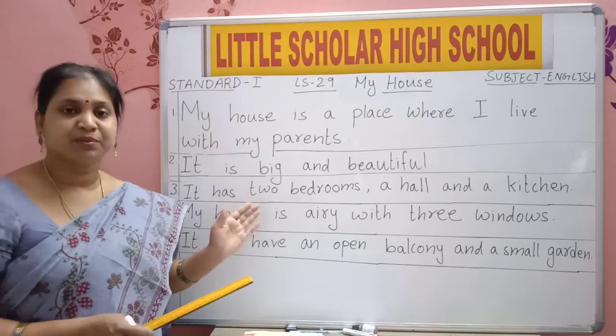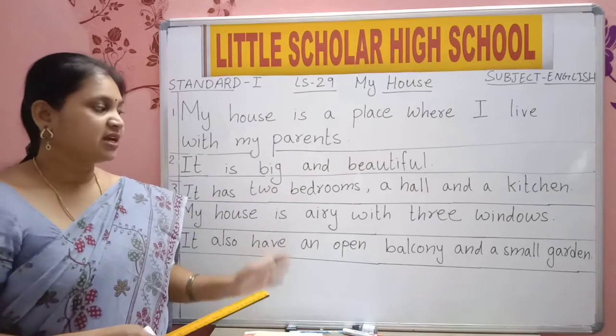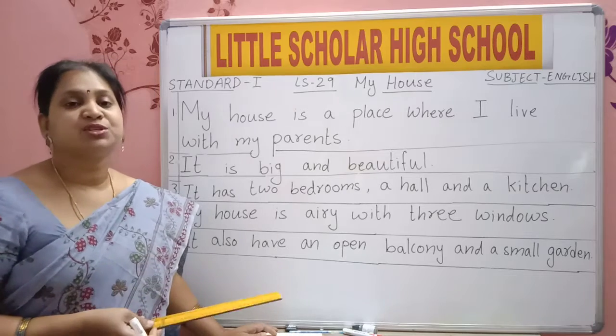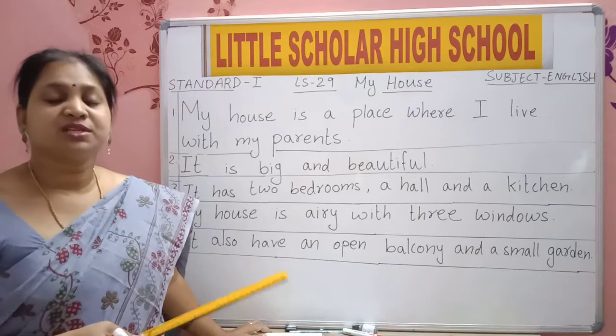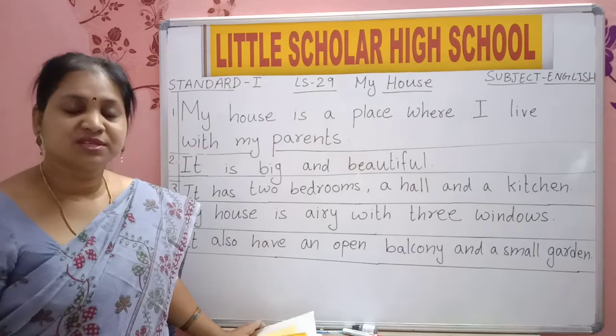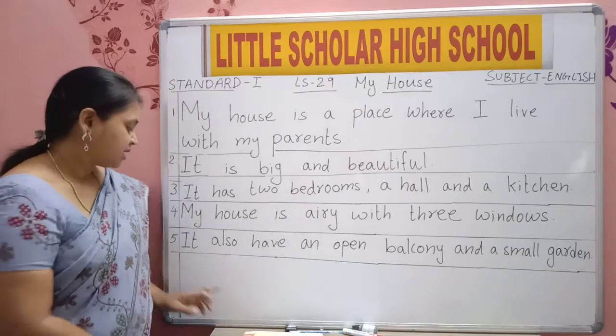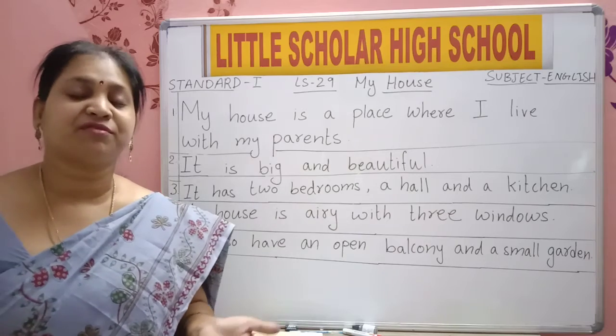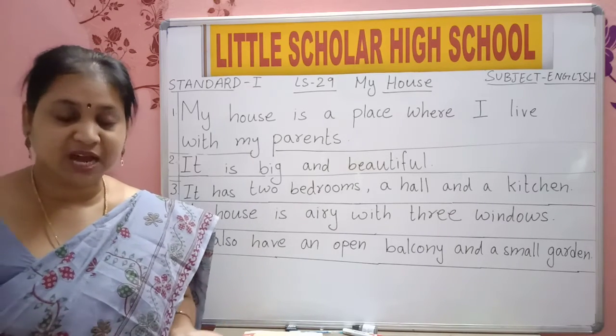This is the example I am giving. In this way you should write. In your textbook you copy this. In classwork you can write describing your house with your own sentences. How is the house? In front of the house, what do you have? You have a flower garden or a vegetable garden. Right.